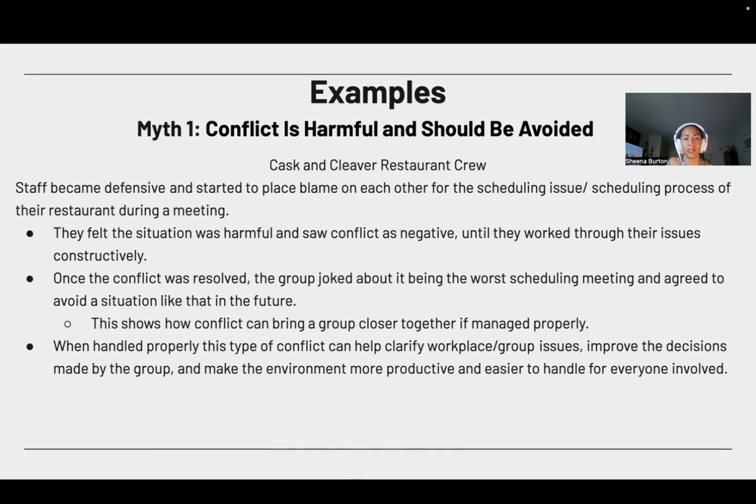So this shows how conflict can bring a group closer if it's actually managed properly. And when handled properly, this type of conflict can help clarify workplace and group issues, improve the decisions made by the group, and make the environment more productive and easier to handle for everybody involved.